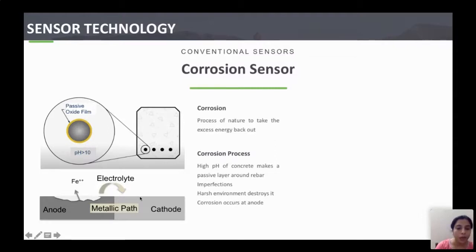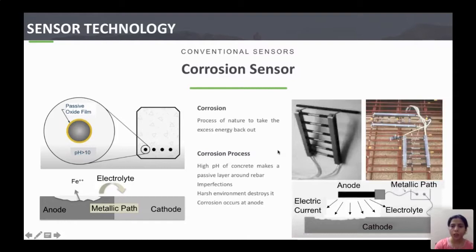Now, again, we have to note one very important point: the corrosion always happens at the anode. That is from where the electrons are leaving. Okay, so always the corrosion happens at the anode.